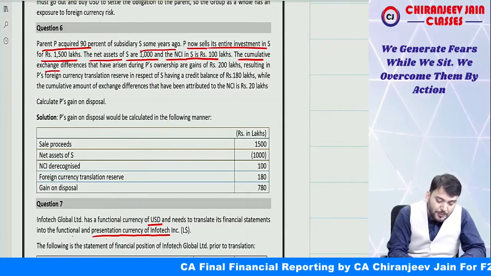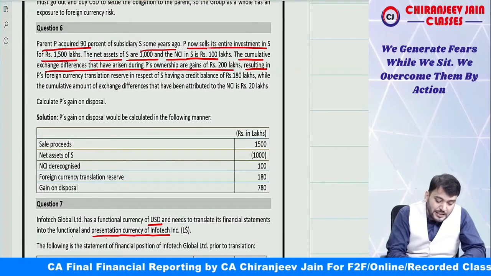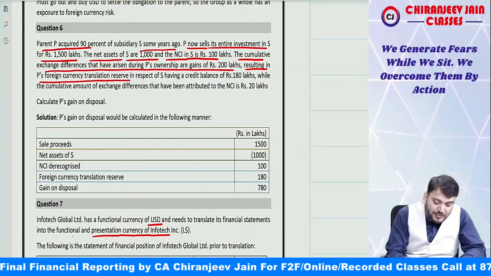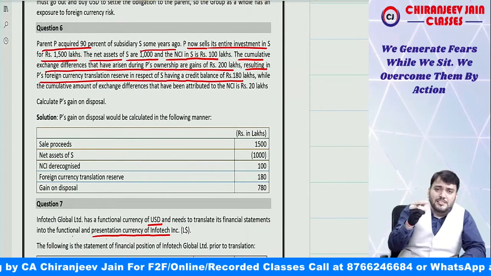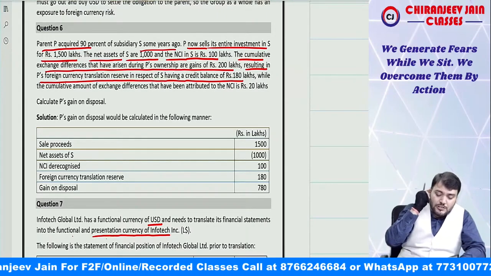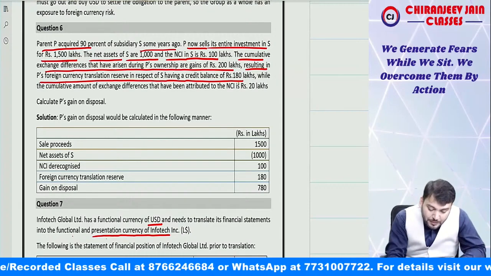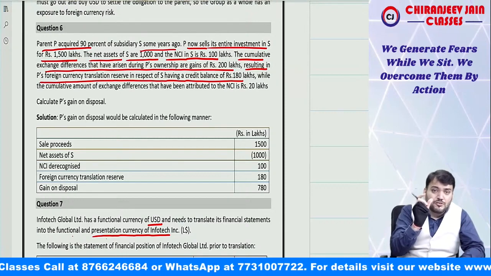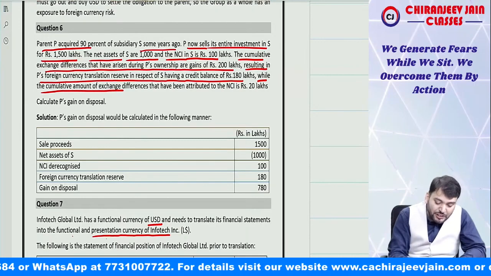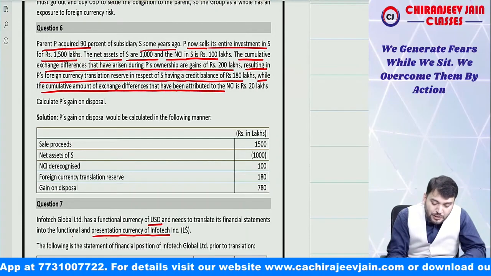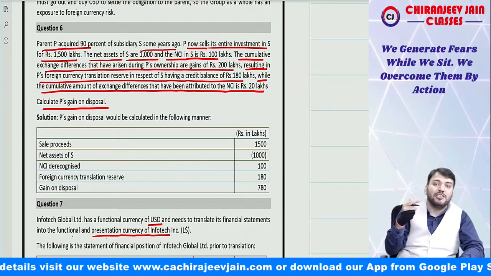The cumulative exchange difference that has arisen during P's ownership is a gain of 200 lakh, resulting in P's foreign currency translation reserve in respect of S having a credit balance of 180. Out of 200, 10% is attributable to NCI. So this 100 lakh NCI includes that FCTR portion, and the balance FCTR will come in the consolidated financial statements. The cumulative exchange difference attributed to NCI is 20 lakh. Calculate P's gain on disposal.